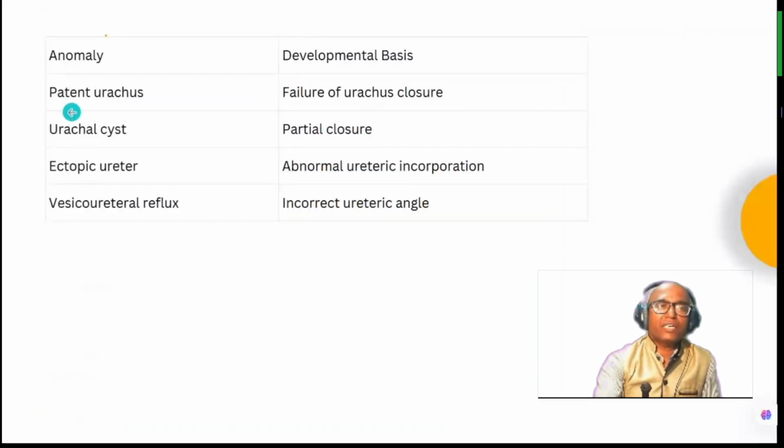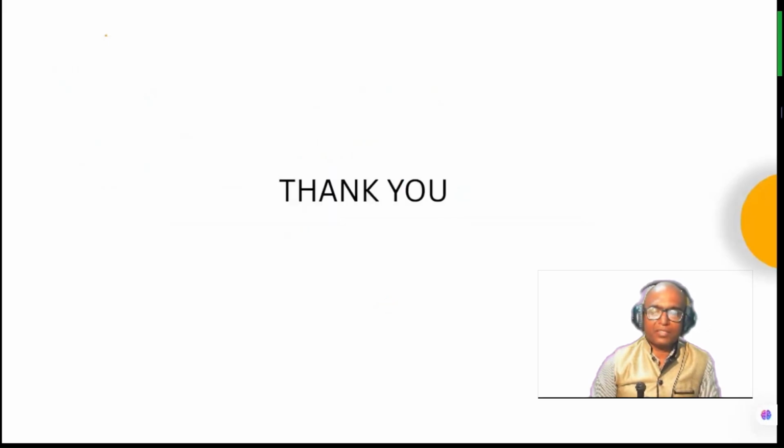Okay, now let us see the anomalies. If there is a patent urachus, it is because of failure of urachus closure. Okay, there can be a urachal cyst, that is because of partial closure. Then there can be an ectopic ureter because of abnormal ureteric incorporation, or there can be vesico-ureteral reflux because of an incorrect ureteric angle. Okay, so these are the abnormalities which can happen in the development of the kidney and the bladder. Thank you.